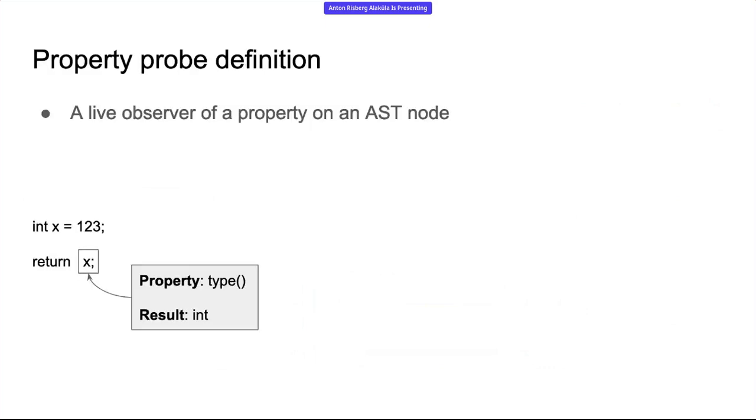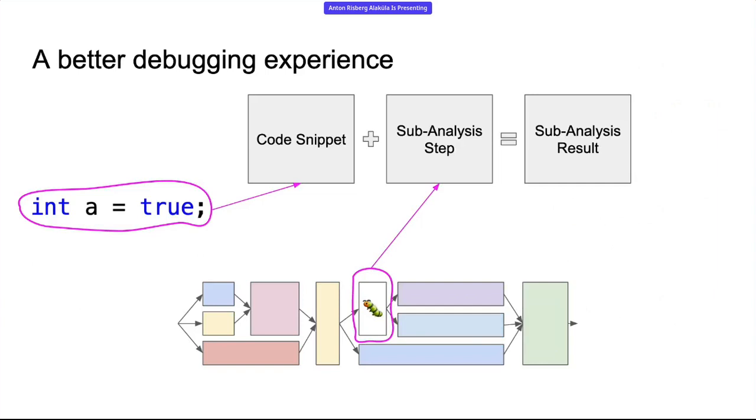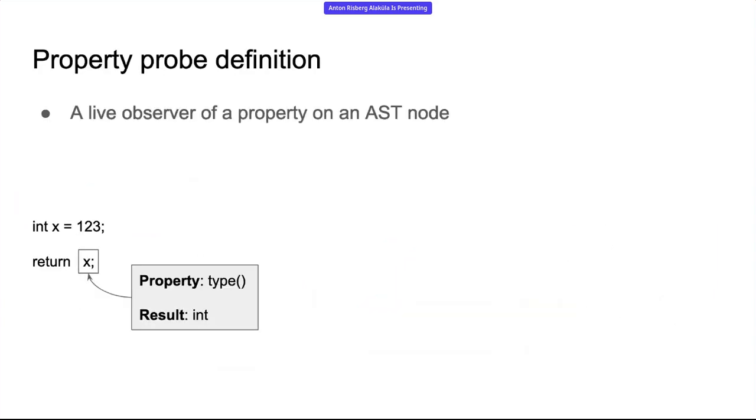So the way we define property probes is a live observer of a property on an AST node. This illustration here is basically the same thing I had two slides ago with a code snippet and sub-analysis step. But here, the code snippet is this variable reference x, and the sub-analysis is this type. And we would expect the probe to tell us that the result is int.